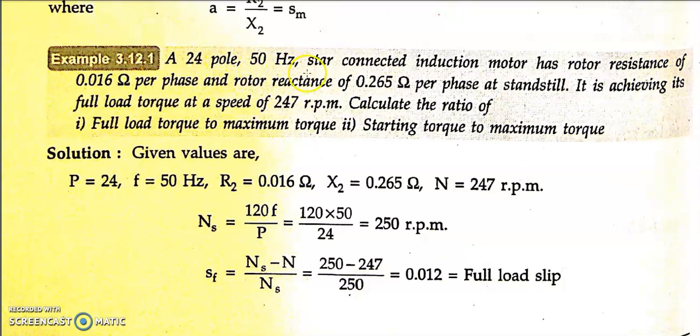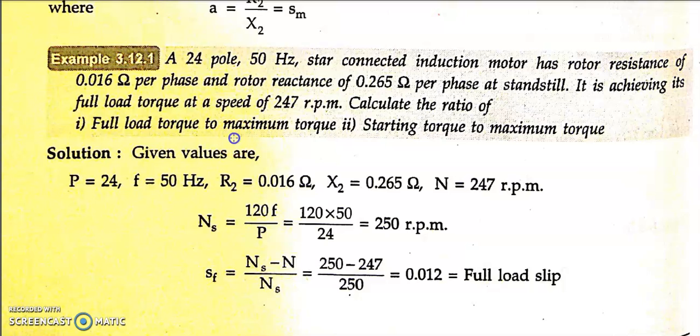A 24 pole 50 Hertz star connected induction motor has rotor resistance R2 of 0.016 ohm per phase, and rotor reactance of 0.265 ohm per phase at standstill, that is X2 is equal to 0.265 ohm per phase, and it is achieving its full load torque at a speed of 247 rpm, that is NFL is equal to 247 rpm. So first calculate the ratio of full load torque to maximum torque.